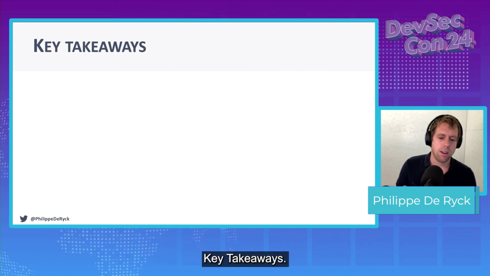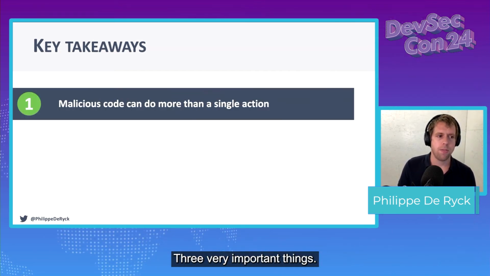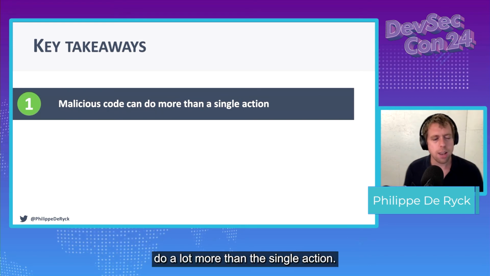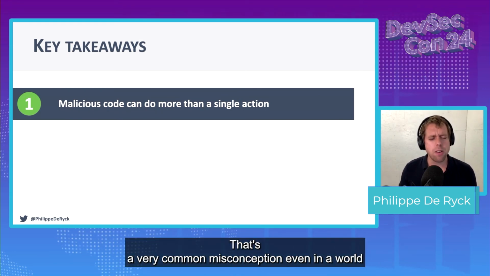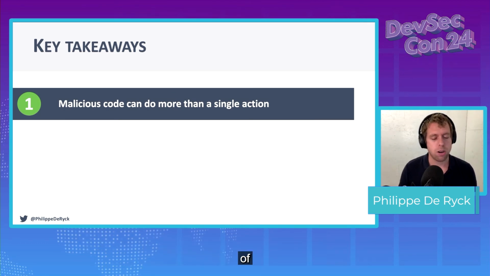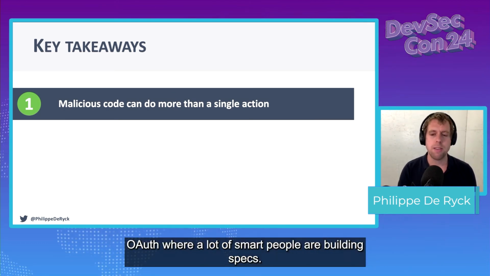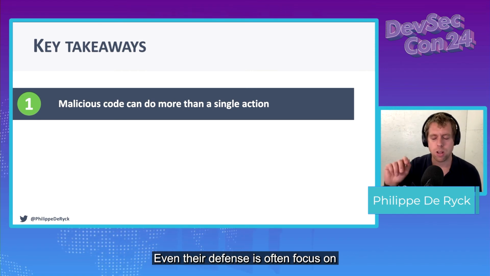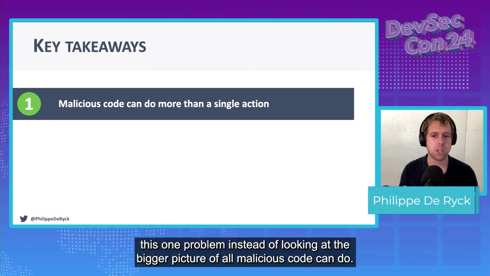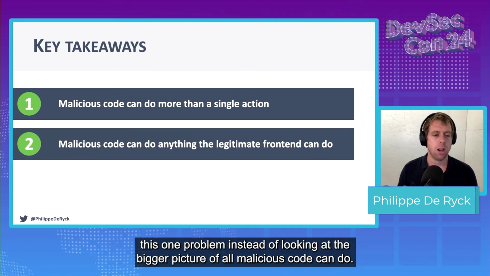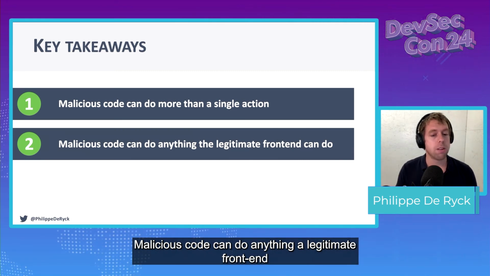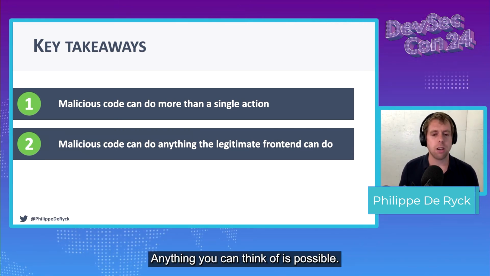Key takeaways, 3 very important things. Malicious code can do a lot more than a single action. That's a very, very common misconception, even in a world of OAuth where a lot of smart people are building specs. Even there, defenses often focus on this one problem instead of looking at the bigger picture of what malicious code can do. Malicious code can do anything a legitimate frontend can do. Anything you can think of is possible.